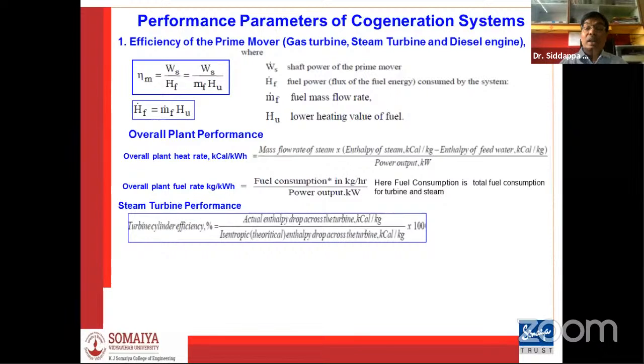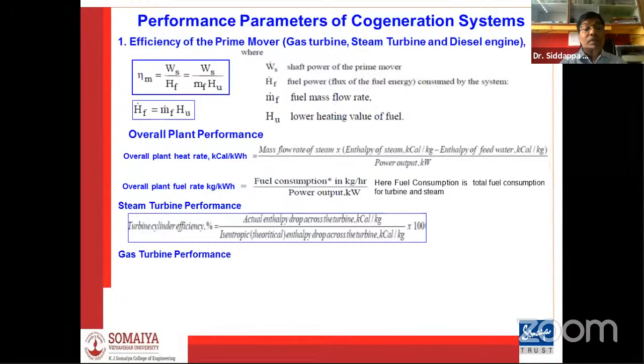And due to all these reasons, it is impossible to get an isentropic enthalpy drop. There always the enthalpy drop will be actual. This is reduced, and that loss of enthalpy is going to give us less work output. That is called the actual enthalpy drop, and the maximum possible enthalpy drop will give you the efficiency of the turbine.